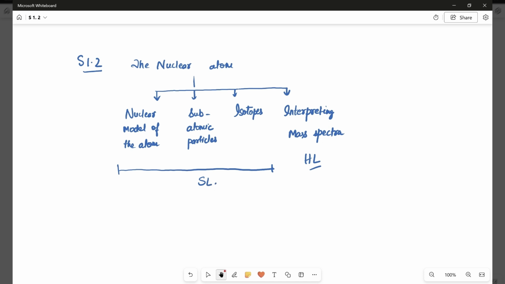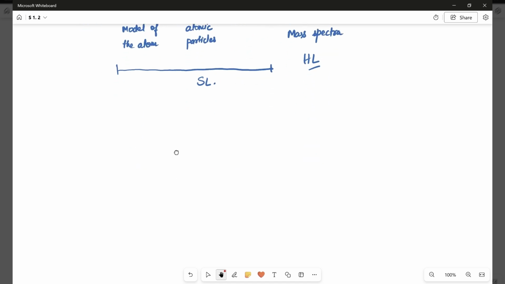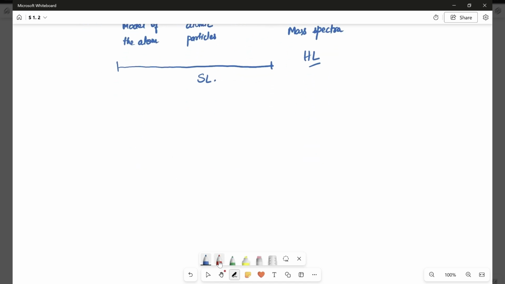So without wasting any time, let's continue with the nuclear atom, and we'll talk about the subatomic particles and how they help. So in the nuclear atom, let's discuss what subatomic particles are. That's a major question. What are subatomic particles?